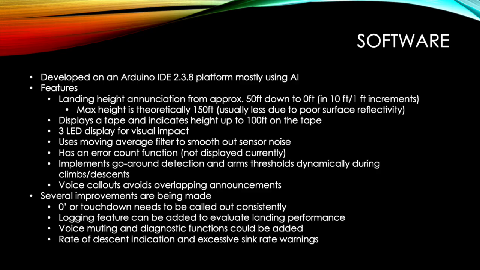Several improvements are being made. One is to make sure that the 0-foot touchdown is consistently called out. The logging feature can be added to evaluate landing performance, so you can probably find out whether you landed smoothly, whether you flared or you kind of bounced and things like that. Voice muting and diagnostic functions can be added, and finally rate of descent indication and excessive sink rate warnings could also be added. So I think that's enough for the software, and now let's look at some flight results.